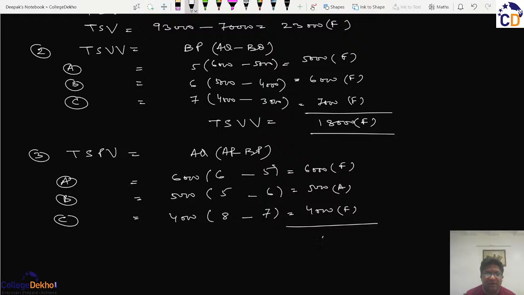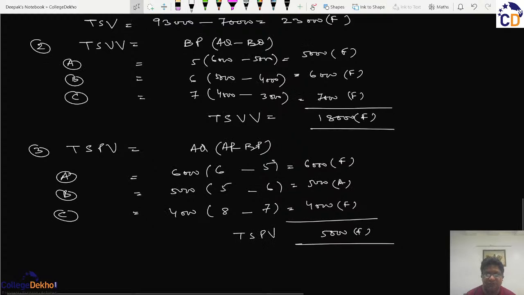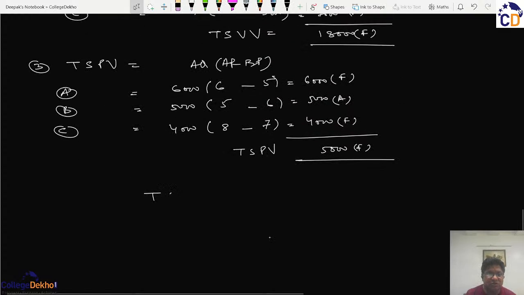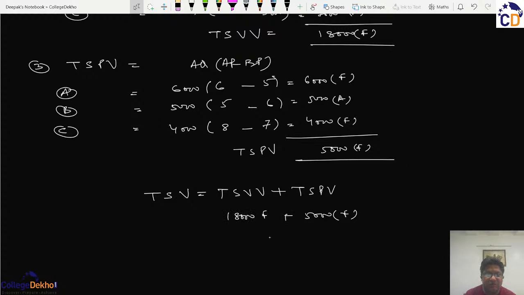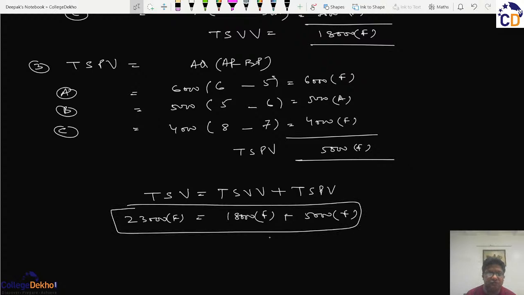So you will see here that this will come out to be 5,000 favorable, that is total sales price variance. You will be able to justify that total sales variance is equal to total sales volume variance plus total sales price variance. That is, this is 5,000 favorable and this is 18,000 favorable, and that will be 23,000 favorable, and that justifies that what we have done is correct.